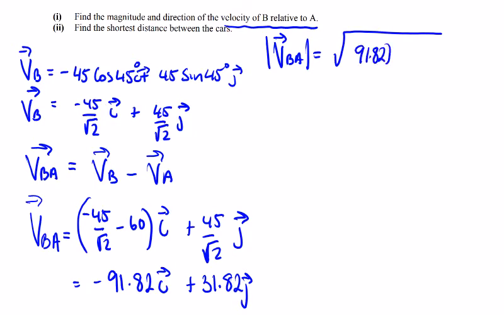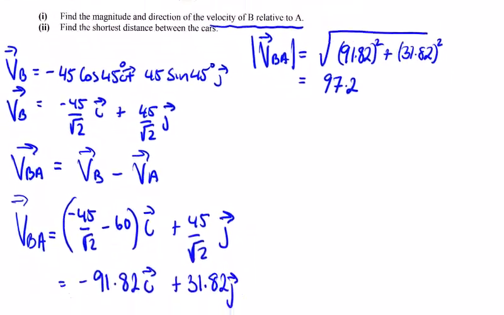91.82 squared plus 31.82 squared. On a calculator, 97.2. What are we dealing with here? Kilometers an hour.